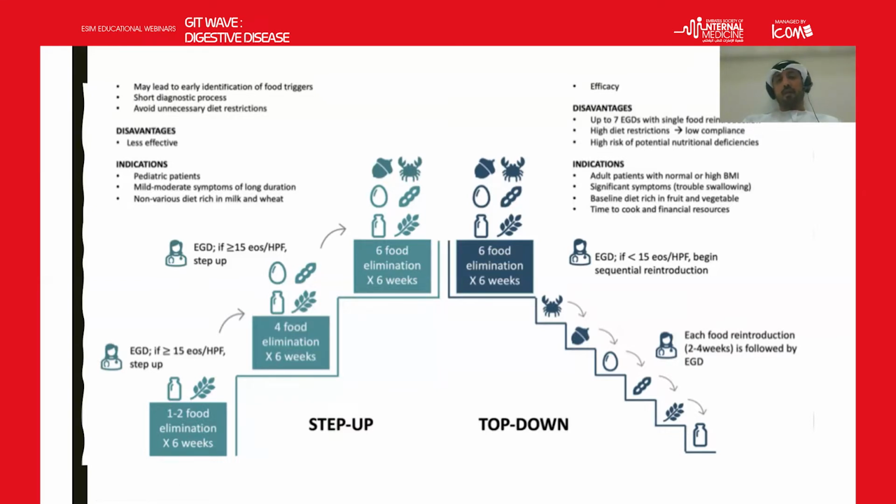With a top-down, you start from the 6-food elimination diet, and you go down until you reach the non-allergen diet, which the patient should stop taking. So imagine that the patient has to do up to 7 endoscopies with biopsies in a top-down 6-food elimination, and every, for example, 2 to 4 weeks, the patient has to go for endoscopy and biopsy until we know what is the allergen that is causing his eosinophilic esophagitis or linked to eosinophilic esophagitis.